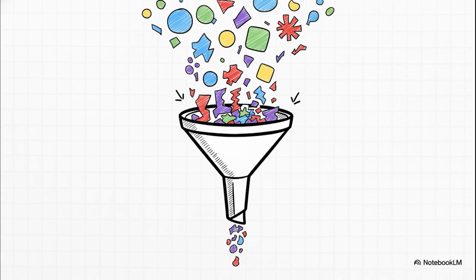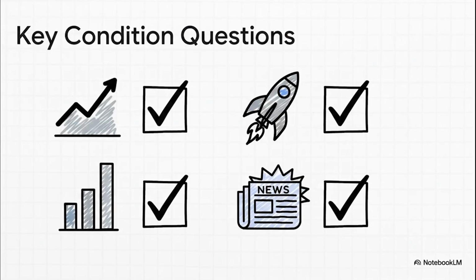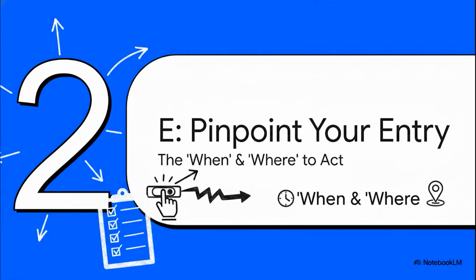This step alone saves you from jumping into so many bad trades in choppy, unpredictable markets where the odds are just not in your favor. So what does that look like? Well, it means asking really specific questions. For instance, your rule might be, I will only go long if the S&P 500 is above its 50-day moving average. Or maybe your conditions are that the stock has to be in a hot sector, have some kind of positive news, and show a huge spike in volume. If all those boxes aren't checked, you just walk away. It's that simple.